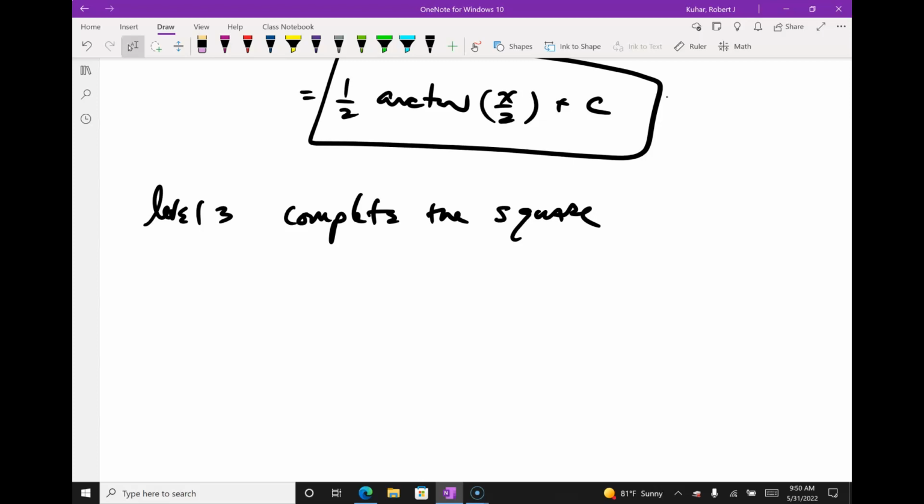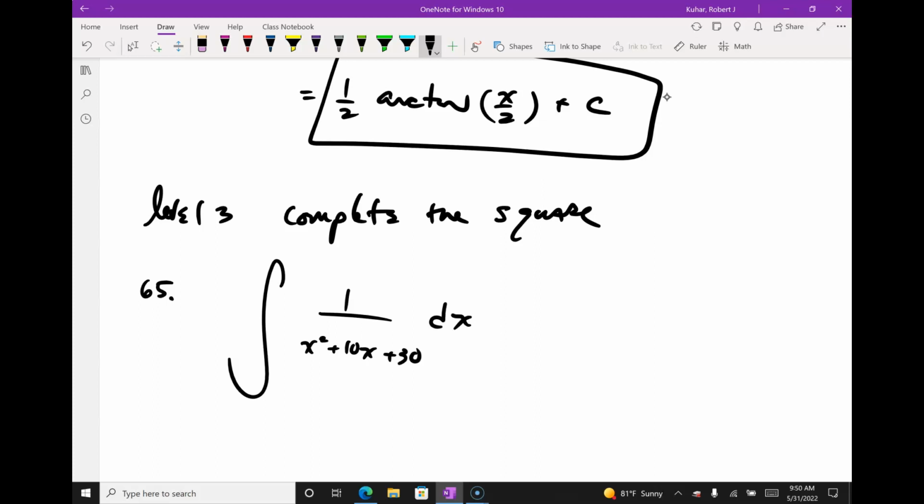So I'm assuming most of your teachers in Calc 1 didn't torture you with this. I did torture my students with it, so it's kind of why I'm going there right now, but this is number 65 in Sean's. They used y instead of x, doesn't matter.